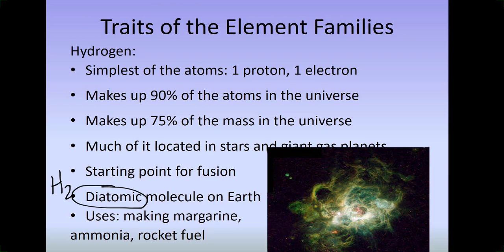So we use it to make margarine. We take oil and we make it a solid by adding hydrogen. It's called hydrogenated oil. Ammonia is used. Ammonia has three hydrogens bonded with a nitrogen, and also we see hydrogen in rocket fuel.